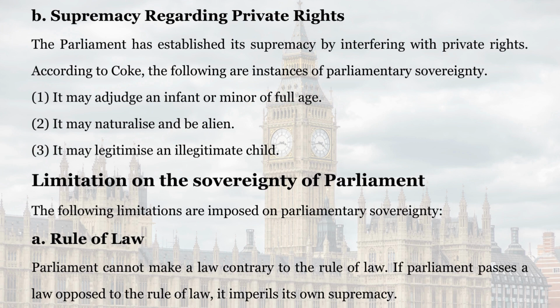Limitations on the sovereignty of Parliament. The following limitations are imposed on parliamentary sovereignty. A. Rule of law. Parliament cannot make a law contrary to the rule of law. If Parliament passes a law opposed to the rule of law, it imperils its own supremacy.